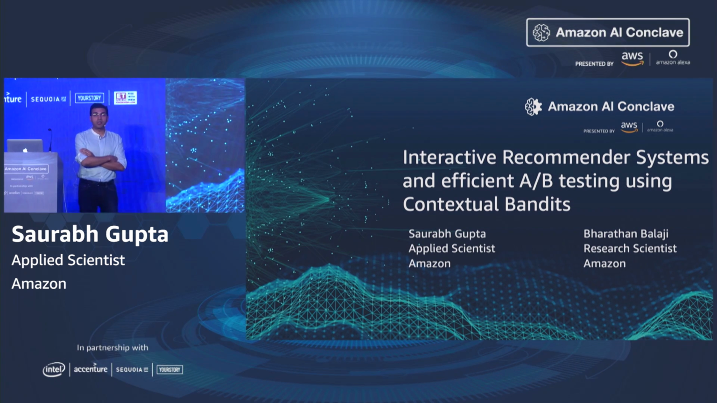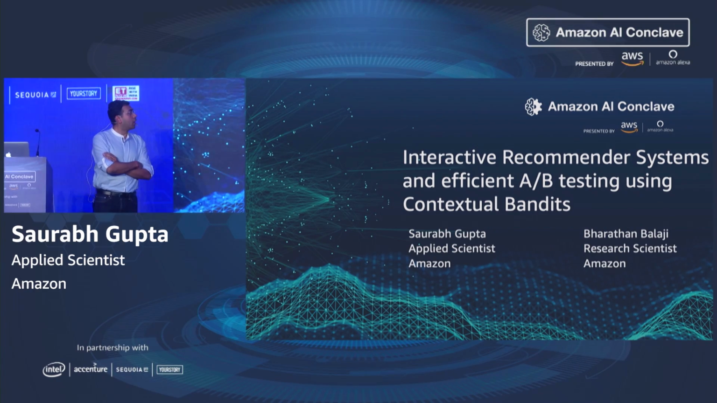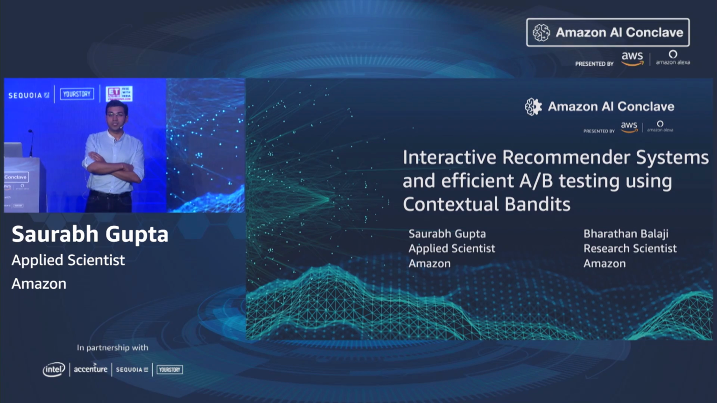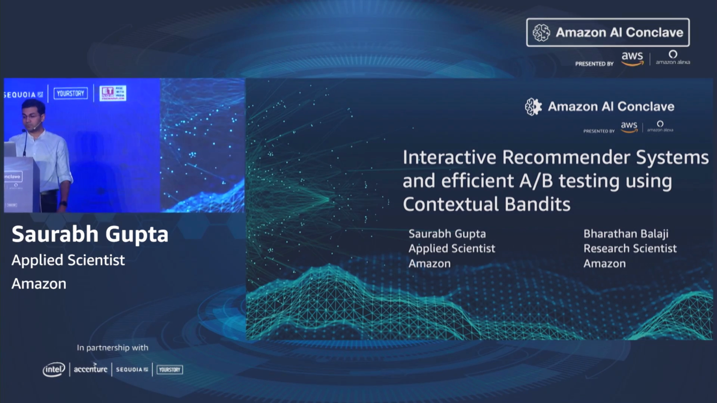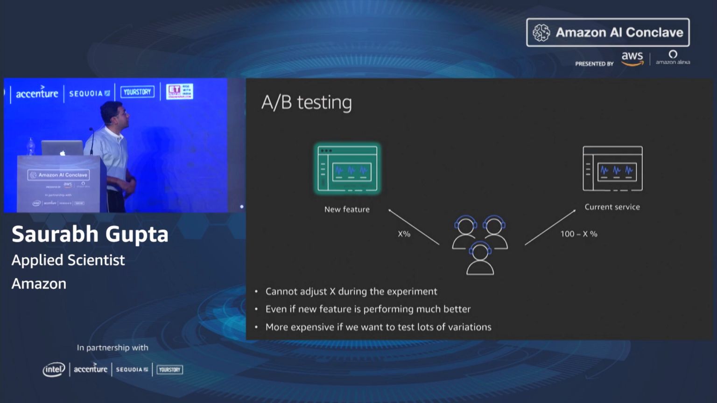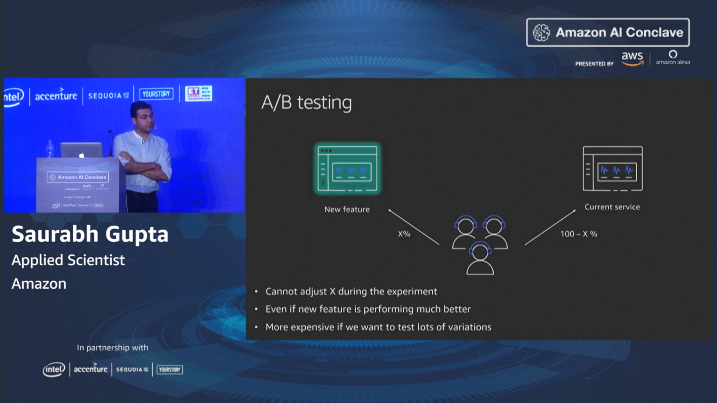So today we are going to talk about how we can use contextual bandits to develop interactive recommender systems and perform more efficient A/B testing. Let me start by explaining what traditional A/B testing does and what can be the issues with it.